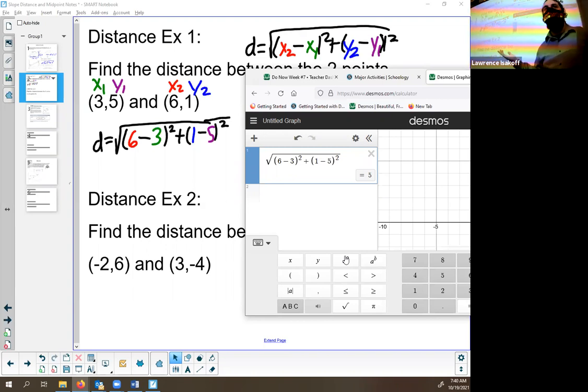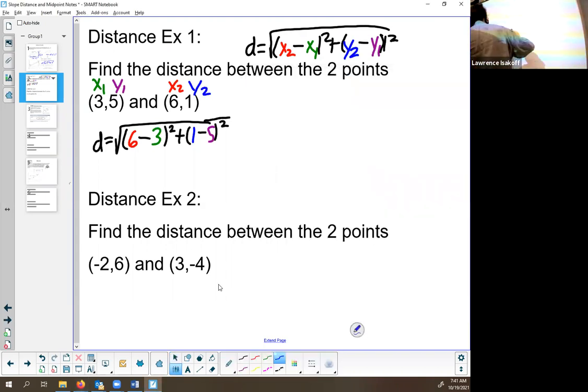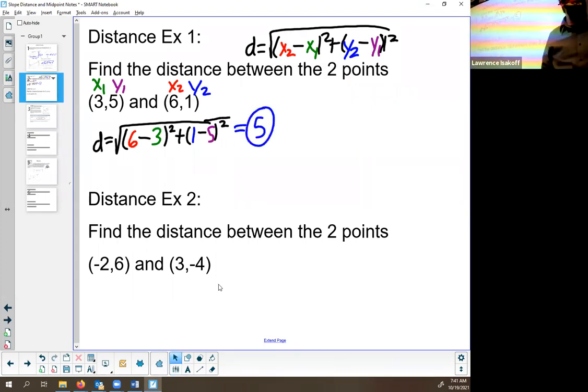I'm saying 5 units because on the XY grid, I don't know how long each unit is, right? I don't know if it's inches, centimeters, miles, meters. So I just said units. All I do is type it in, and we get that it's equal to 5. Not too bad, right? Let's do the next one. Now, the next one, we just have to be careful with our signs. I threw some negatives in here just to make sure we're careful with things.